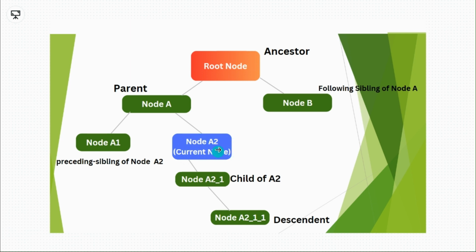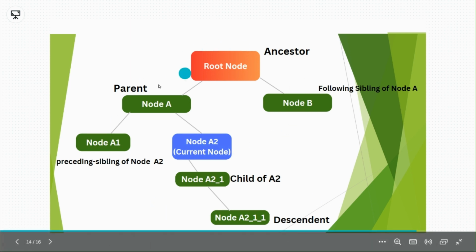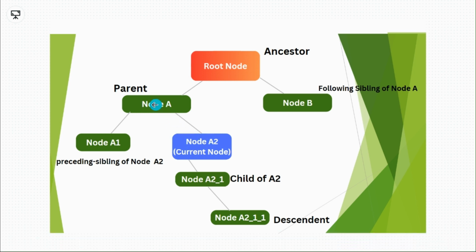You can see that node A2 is the current node, and this image displays a family structure, a family tree. Node A is the parent of node A2, and node A2_1 is the child of A2. So this was the picture description of a parent and child node. Let's see the same on a web application.